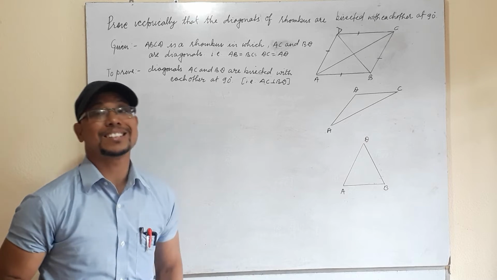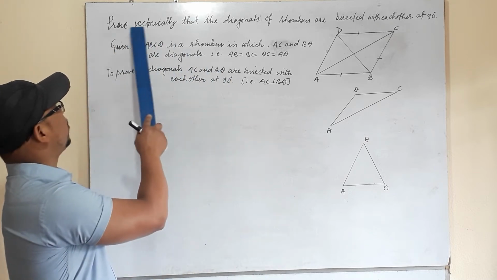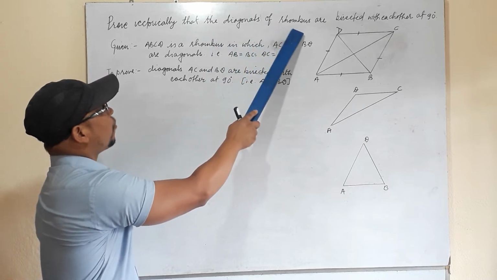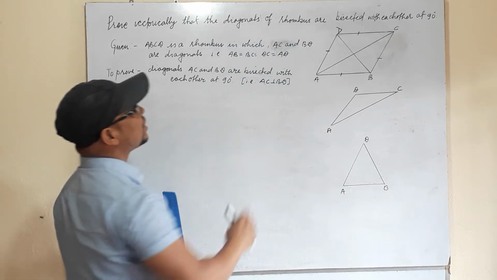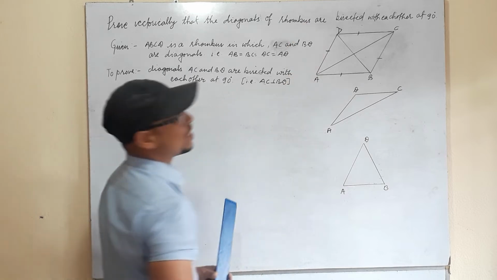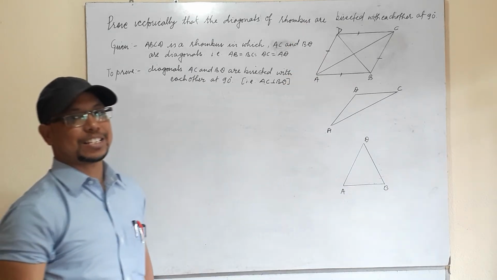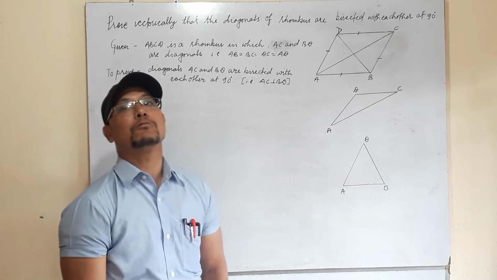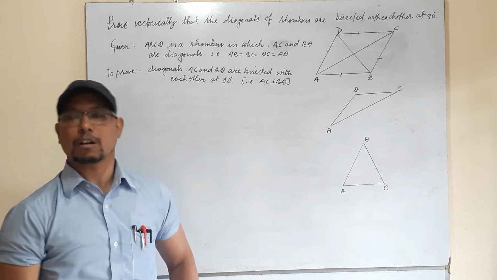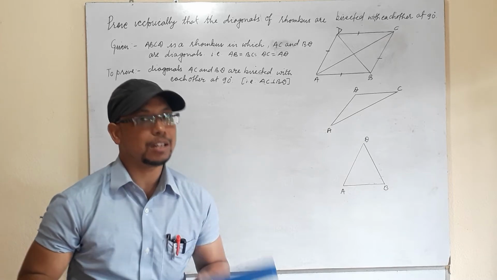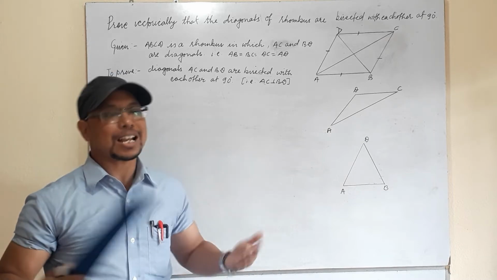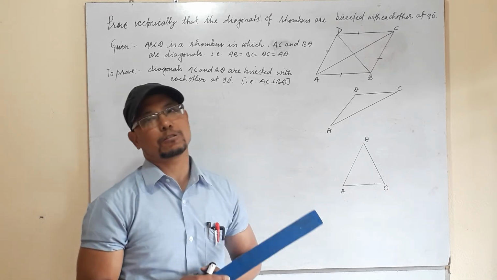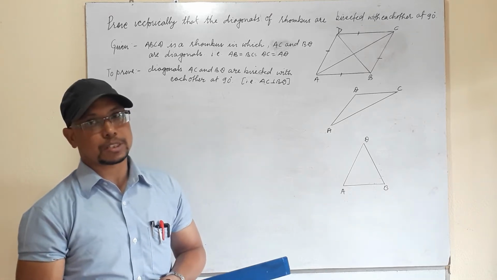Now let's see the statement here. Prove vectorially that the diagonals of a rhombus are bisected with each other at 90 degrees. First, let's see what a rhombus is. A rhombus is a parallelogram having all sides equal. If a parallelogram has all sides equal, then it is called a rhombus.